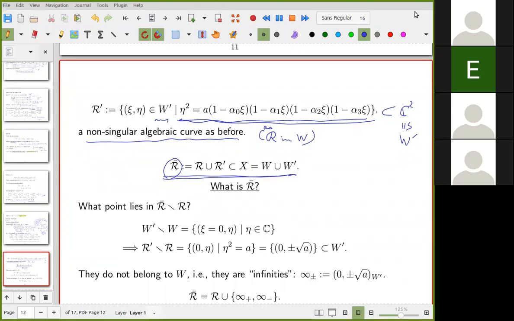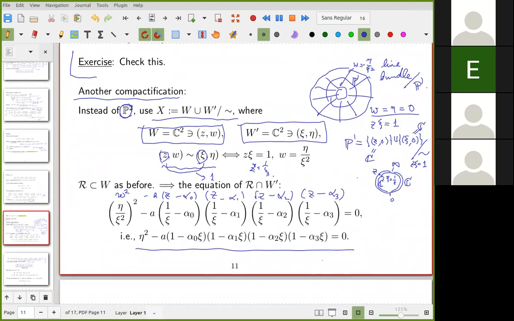So let's continue. So we have defined R bar like this. And what points are added to R? Well, the procedure is the same.